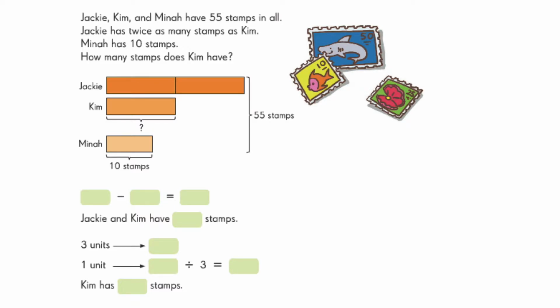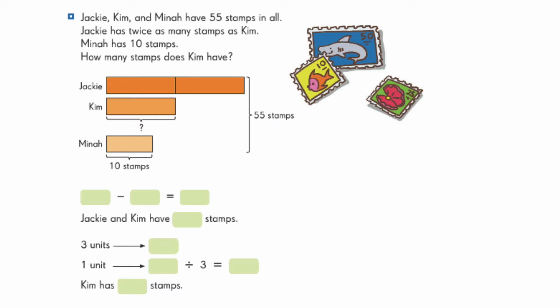Let's move into a more complex problem that fourth or fifth graders might see. In this problem, we're comparing three people, Jackie, Kim, and Mina. They have different amounts of stamps and we know the total. This would be a problem where students might get lost in all these different calculations. However, a bar makes it easy to understand.